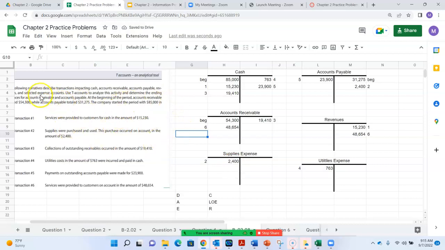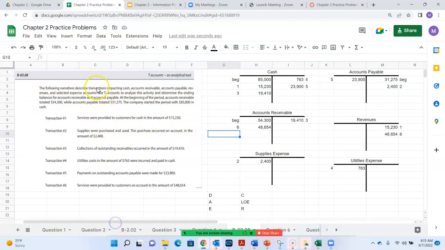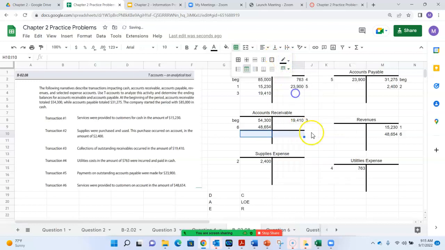So let's read the problem again. What are we needing to do? Use T accounts to analyze this activity and determine the ending balances for accounts receivable and accounts payable. So let's figure out the ending balance for these two T accounts. And we'll do a top order, make it a little bit better to see. Okay, so how do we figure out the ending balance in an account? It's really simple. All you need to do is sum up your total debits and sum up your total credits and then take the difference.